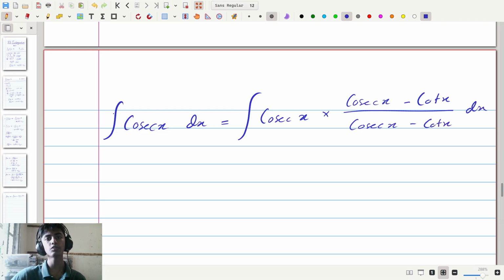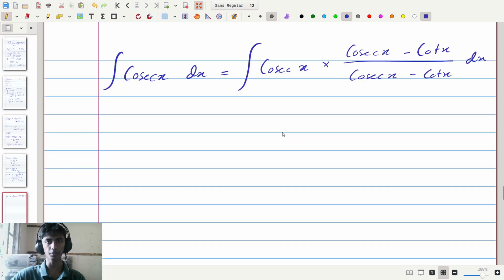Once again, since we're multiplying the top and bottom by the same thing, as in we're multiplying and dividing by the same value, it's the same exact thing as just multiplying by 1. So there's nothing wrong here.